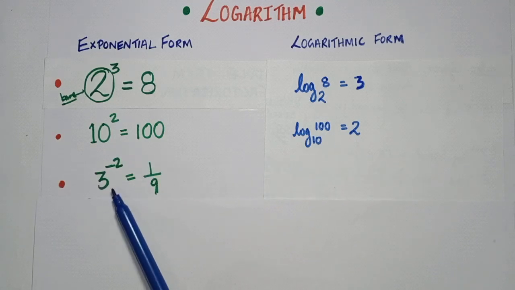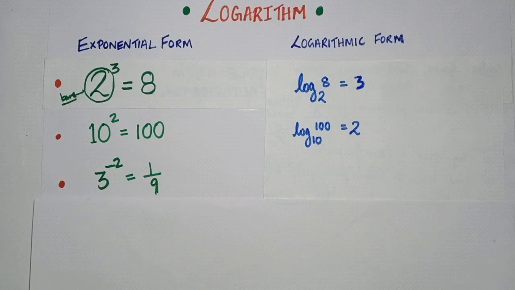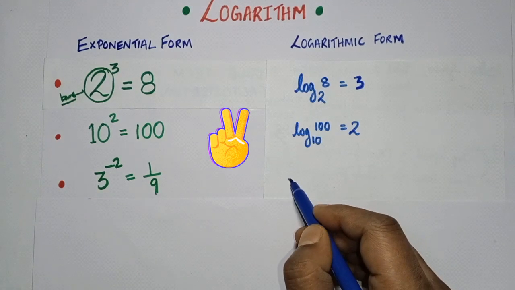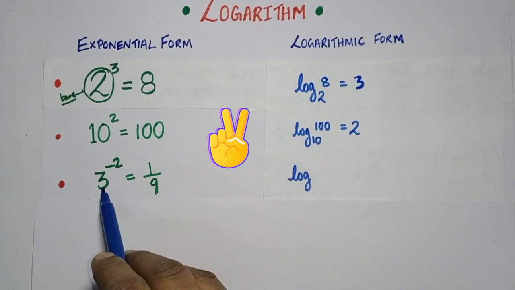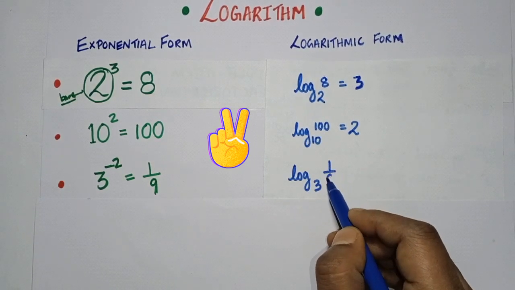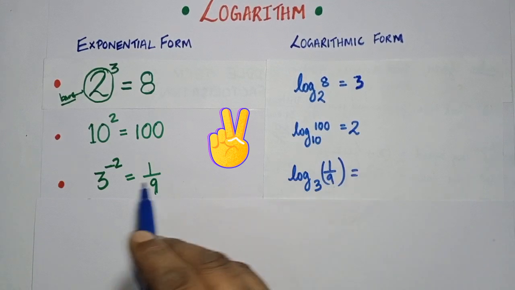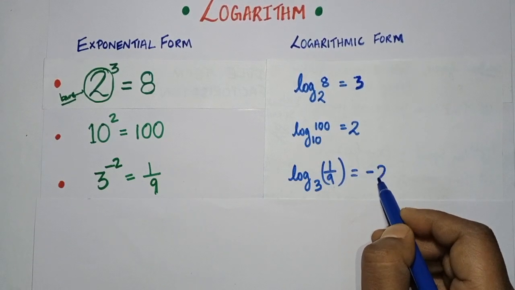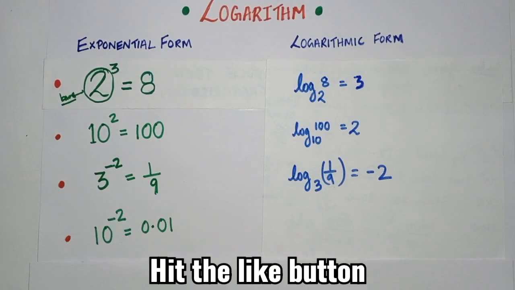Now you can see here 3 to the power minus 2 equals 1 by 9. I think now you have become perfect. What do we have to write? Log. What is my base? Base is 3. What will this be? 1 by 9. Since it's a fraction, I'm writing it in brackets, equals how much will I get? Minus 2.